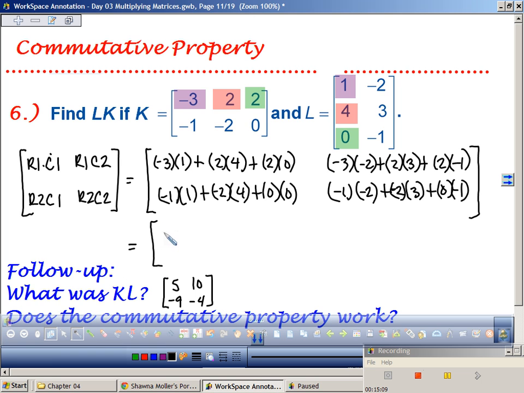All right. What, Evan? I can't hear you. Okay, so this is negative 3 plus 8 plus 0, 6 plus 6 minus 2. Am I right? This one is negative 1 plus 8. Please stop talking. Plus 0 and positive 2. Negative 2 times 3 is negative 6.